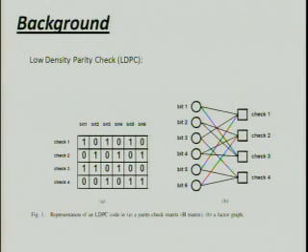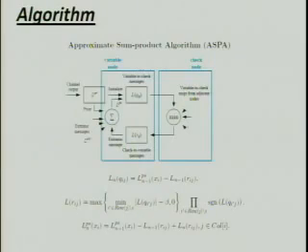The code I implemented is the low-density parity check code. At first, I can give you some background information on it. The adoption of these capacity-approaching LDPC codes is one of the keys to achieving a lower transmission power for more reliable communication. On the slide is a representation of an LDPC code in parity check matrix and factor graph. The decoder I implemented is using the approximate sum product algorithm. This is the process of decoding.